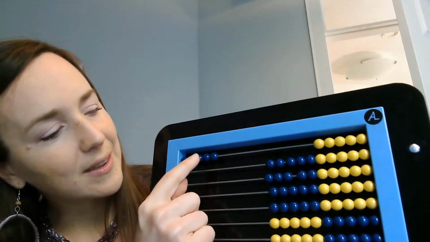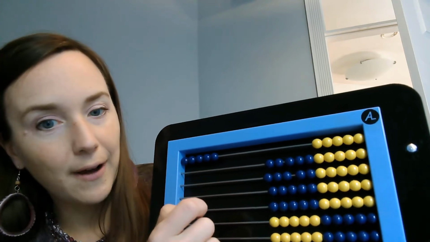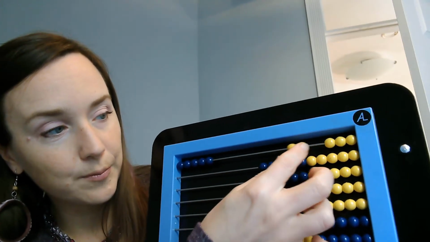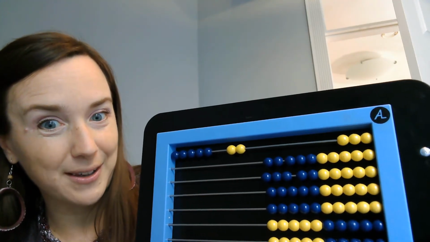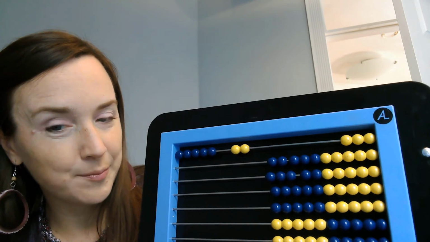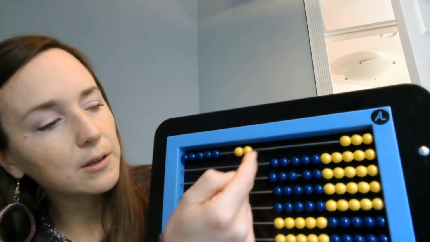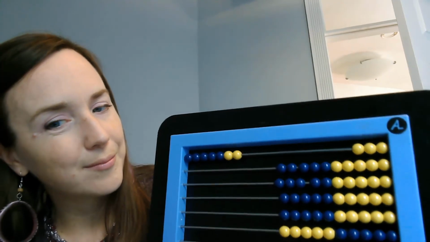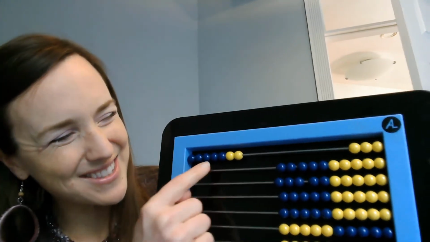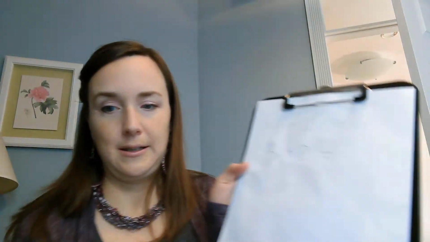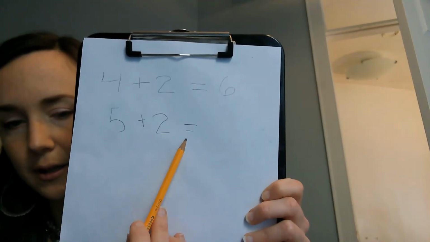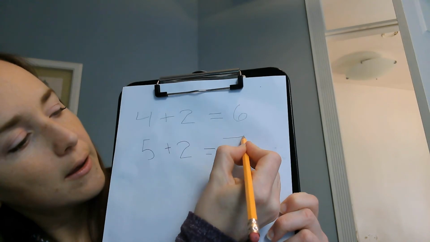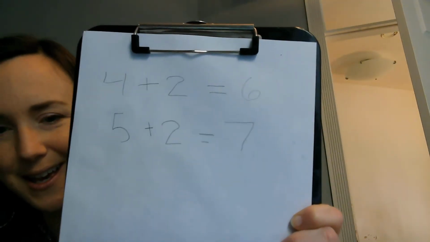5, I know, I see that middle one, so I know it's 5. 5 plus 2, I'll leave a space. Is that 5 plus 2? You can do it on your abacus also. Pause the video if you need to go get it. 5 plus 2 equals 7, because we know 7 is 5 and 2. So then we can write that 5 plus 2 equals 7.